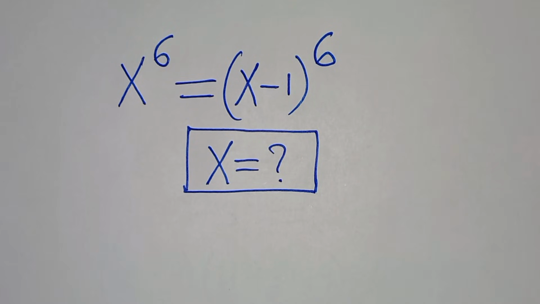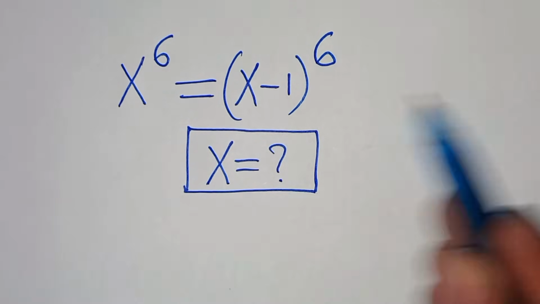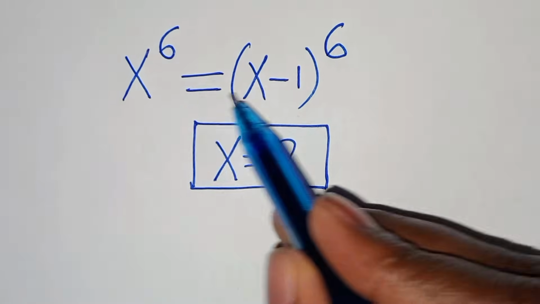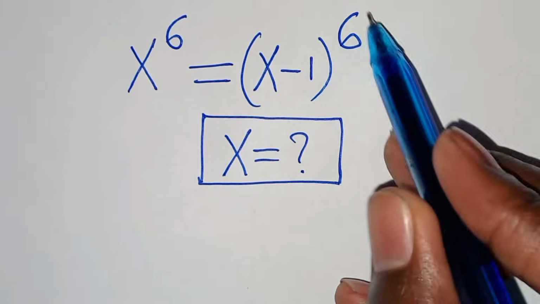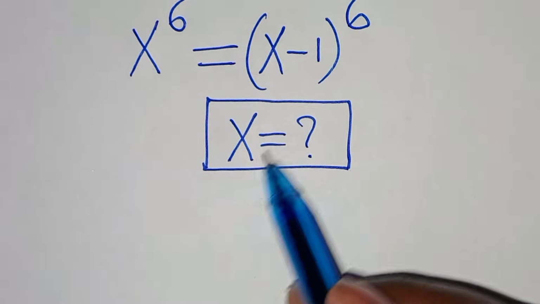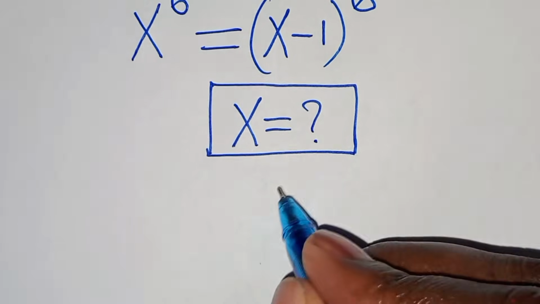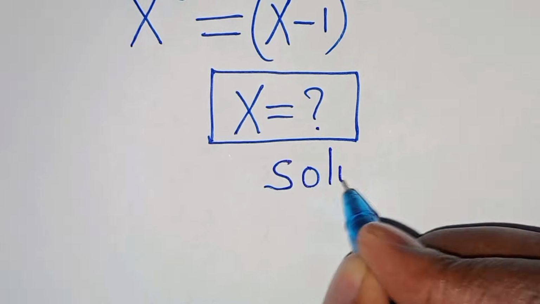Hello everyone, you're welcome to solve this nice exponential equation, which is x to the power of 6 equal to x minus 1 to the power of 6. So what are the values of x? Now let's provide a solution from here.